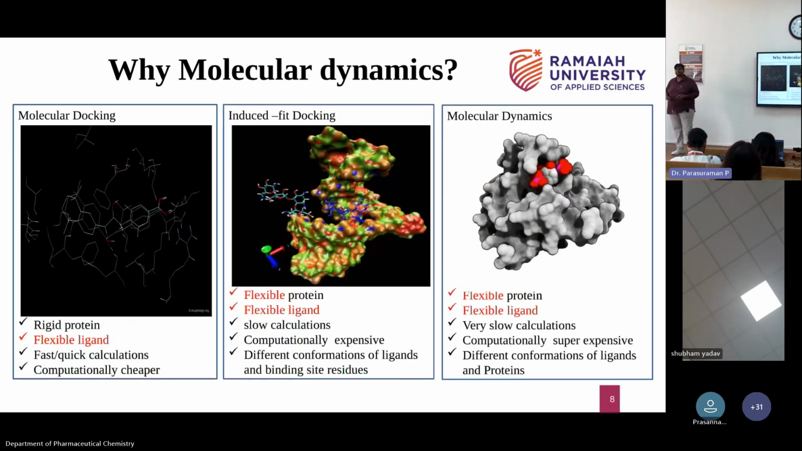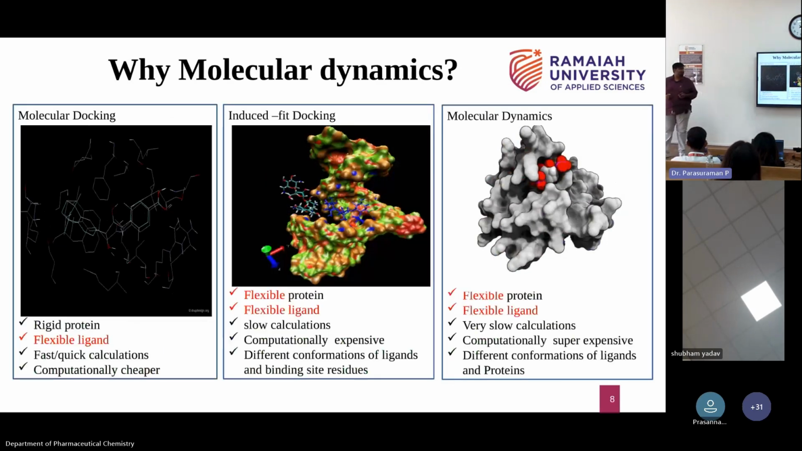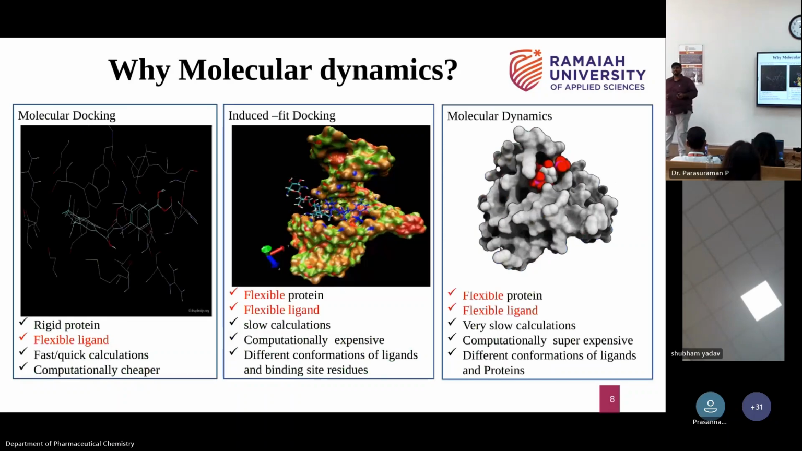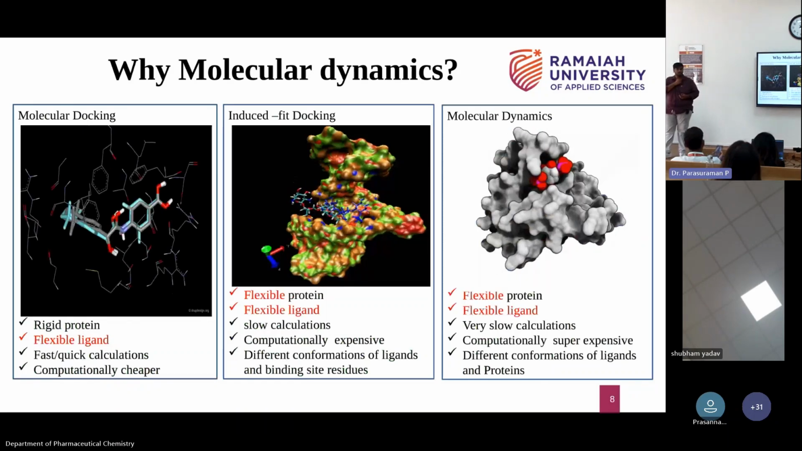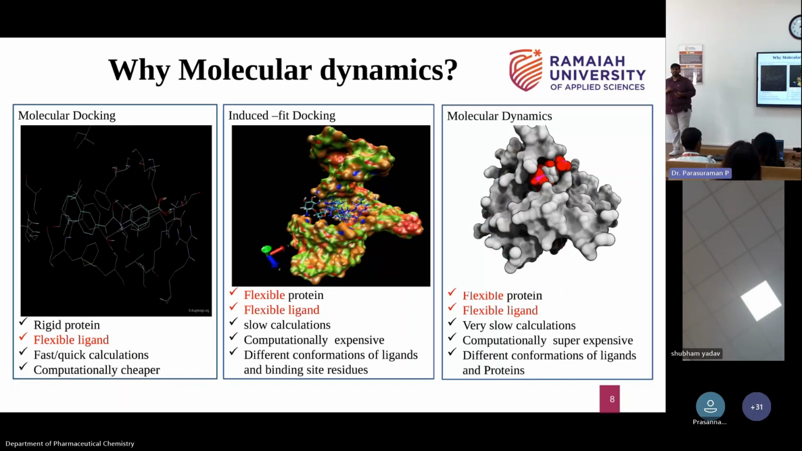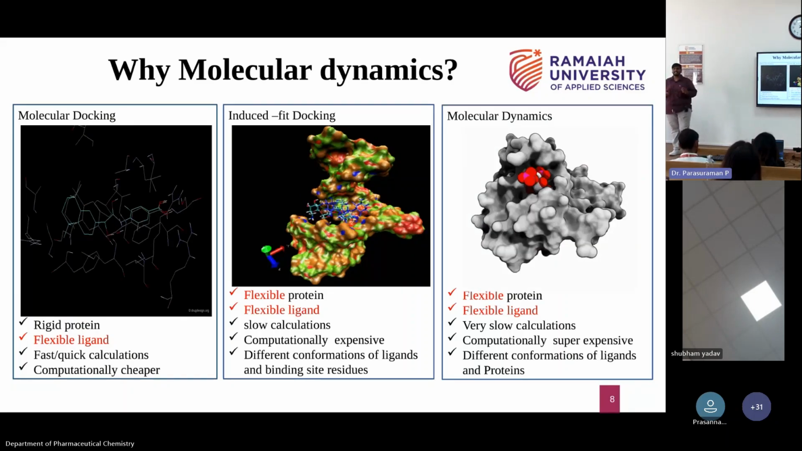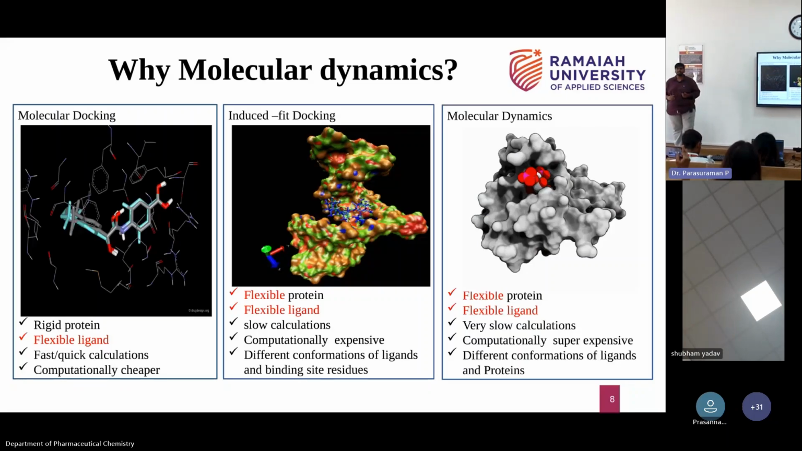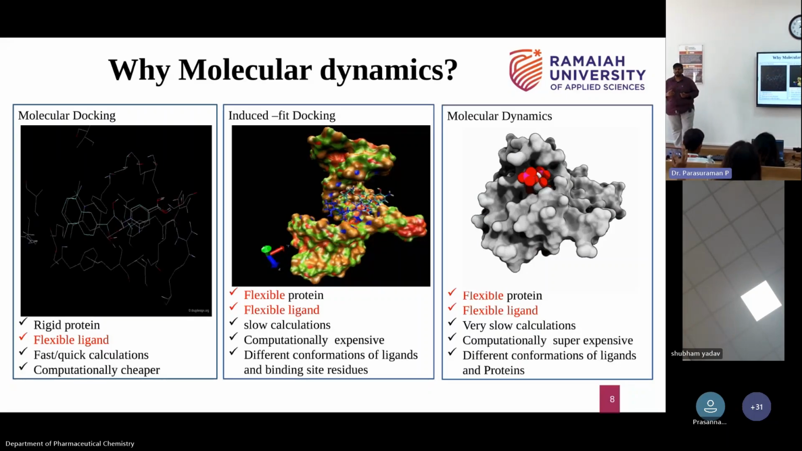Generally in computational work, we have three types. In molecular docking, the receptor is rigid and the ligand is flexible, so it is not computationally that expensive. The calculation will be faster.